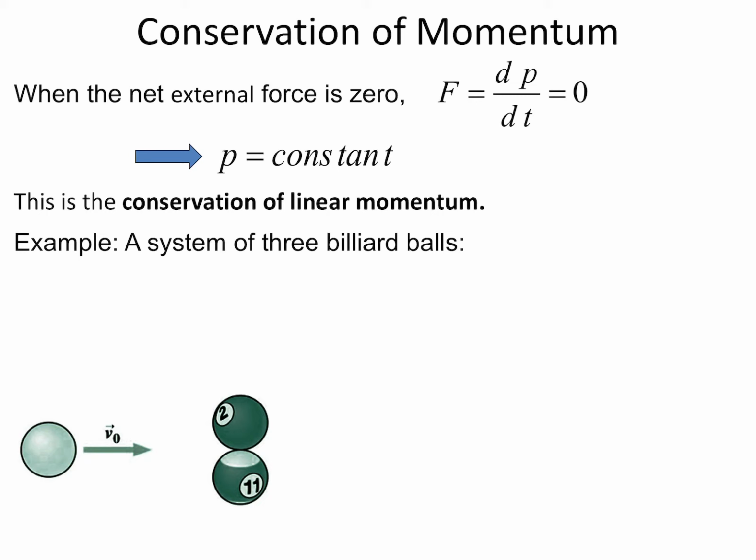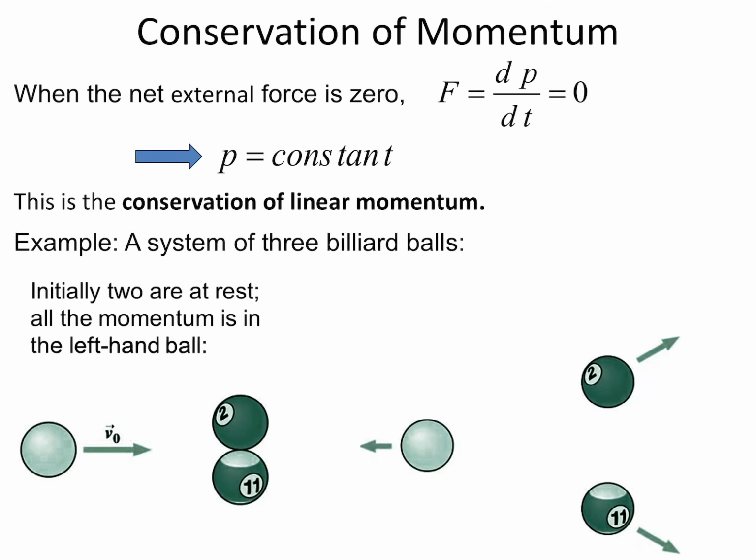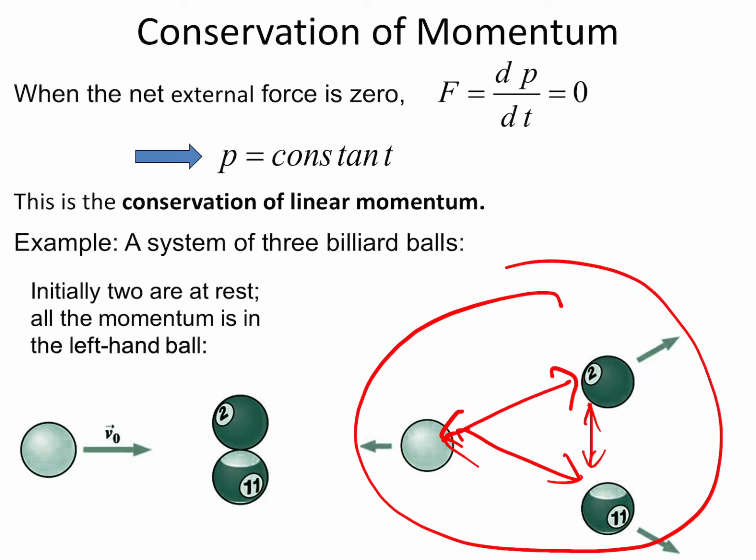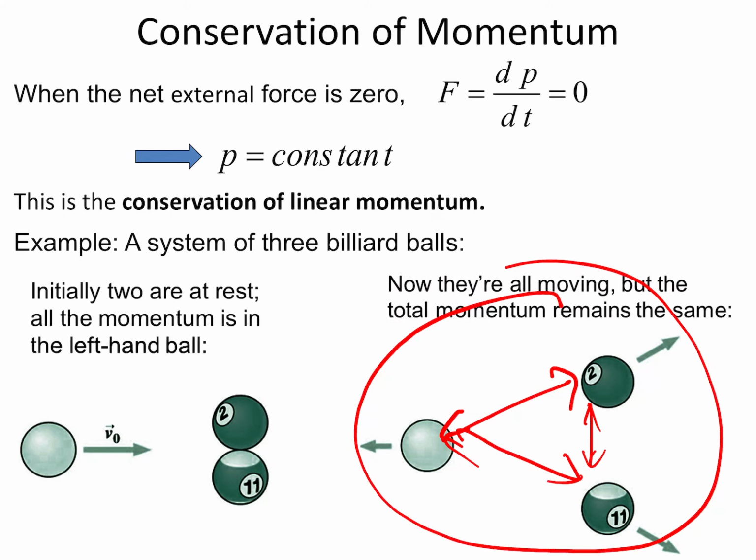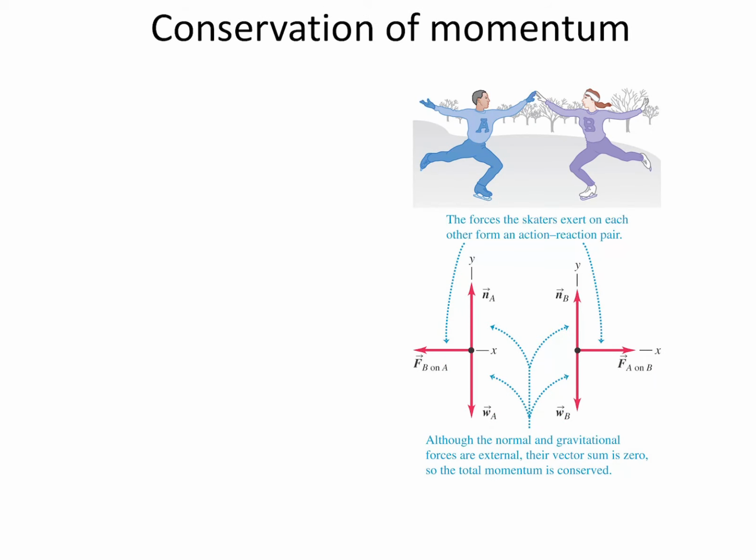For example, say you have a billiard ball system with the 3 ball. The white ball is initially moving and bounces into the 3 ball. During this case, when they collide, all the forces are between those balls. The external force acting on those balls is 0, so the momentum of the system is conserved. And we call this conservation of momentum. And as we said, it will be helpful for us to solve a lot of problems.